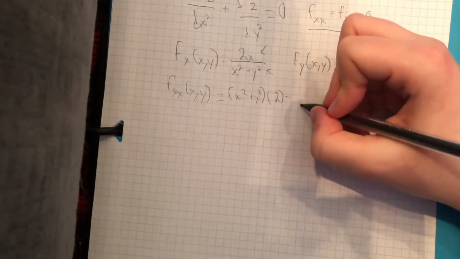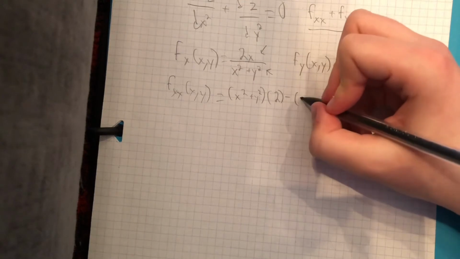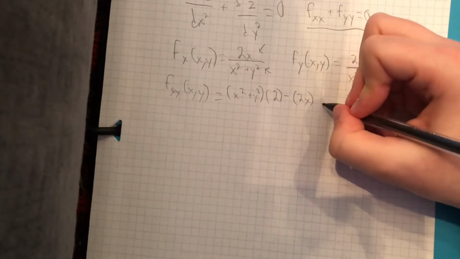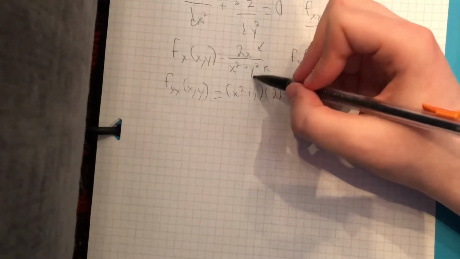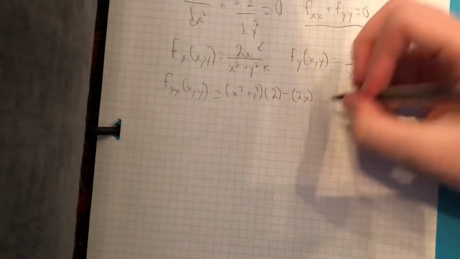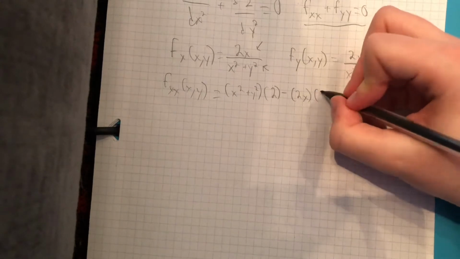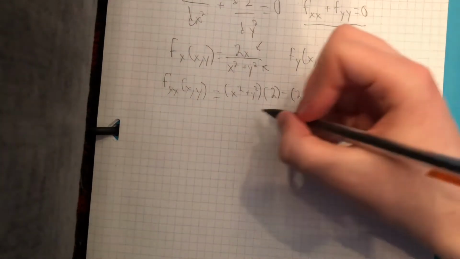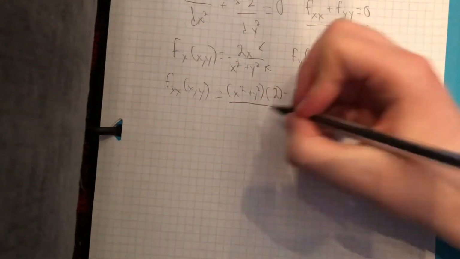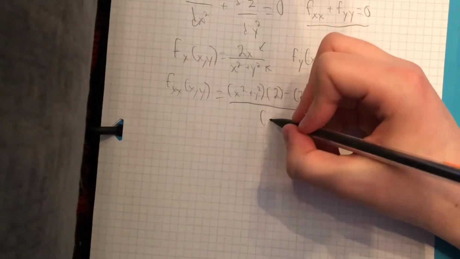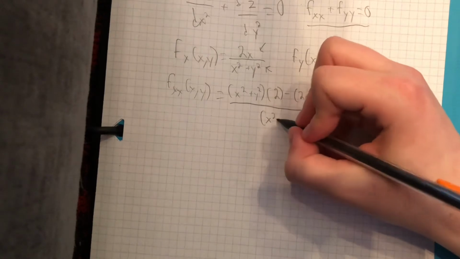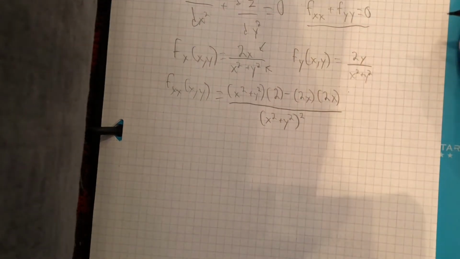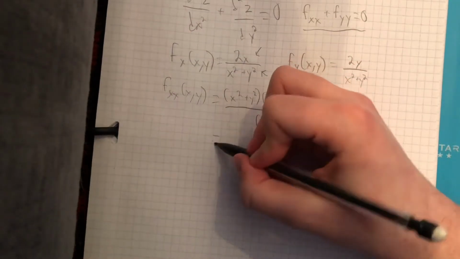minus f of x, which is 2x, times g prime of x. And keeping in mind, again, y squared is a constant. I know I keep saying that, but you've got to remember that. So that's just going to be a 2x because we're just taking the derivative of x squared. Over g of x, just g of x, sorry, g of x squared. There we go. So now we can simplify this a little bit.